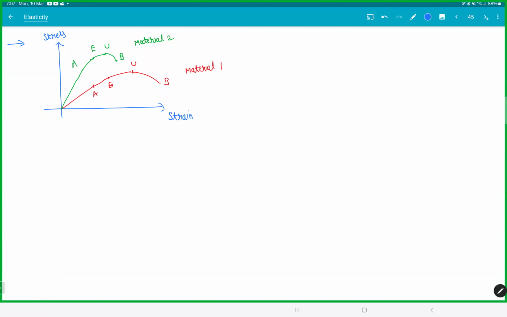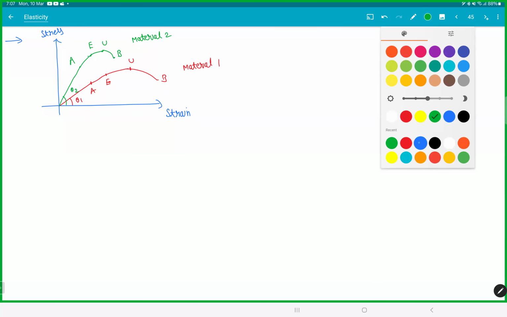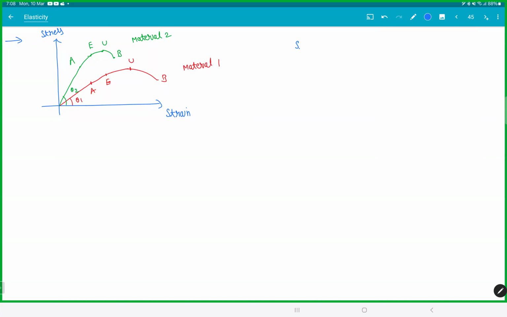So the first thing will be what? If you take this as theta 1 and this as theta 2, whoever has more slope has the higher Young's modulus. So you can see here, for material 2, tan theta 2 is greater than tan theta 1. The Young's modulus Y2 is greater than Y1.